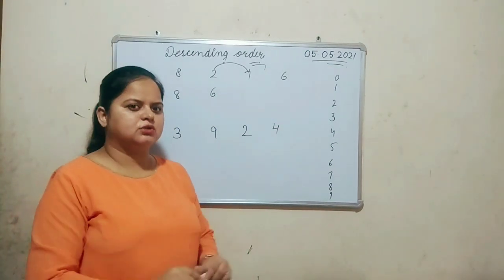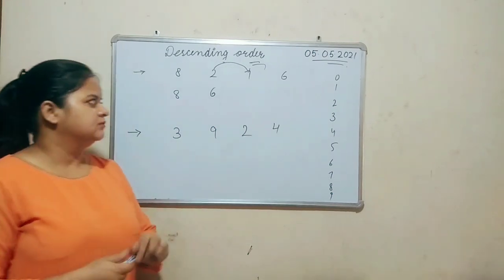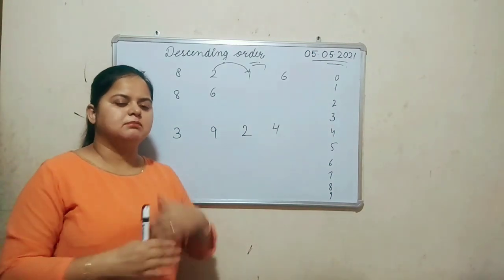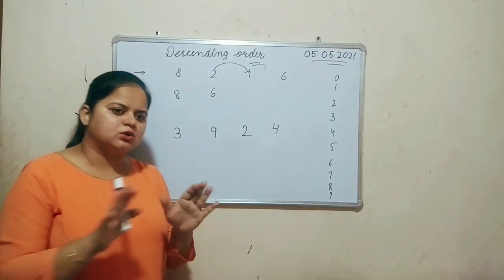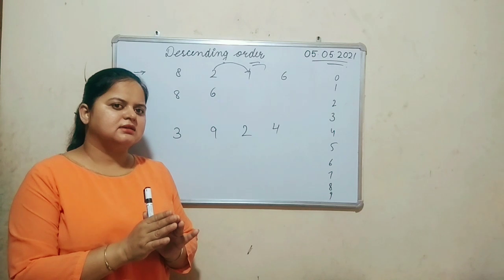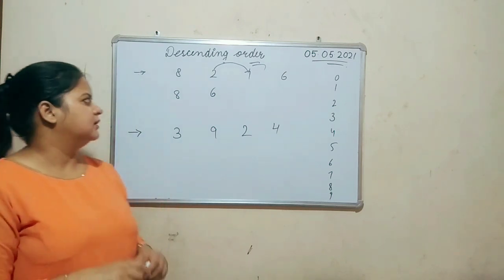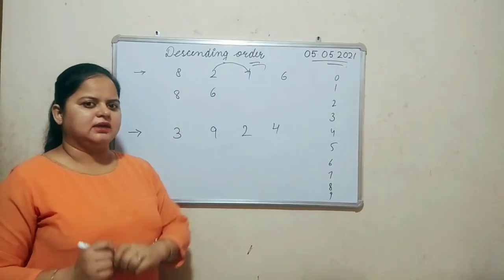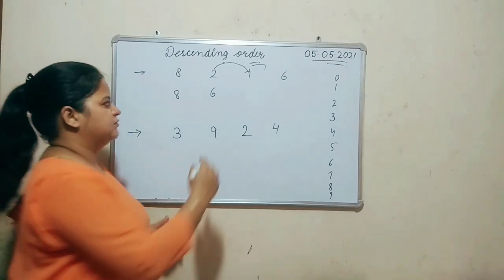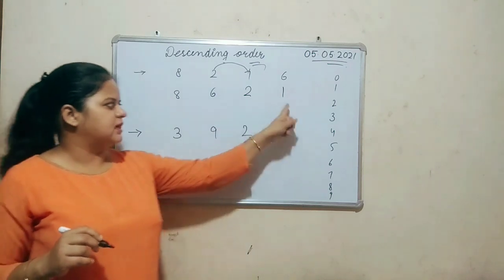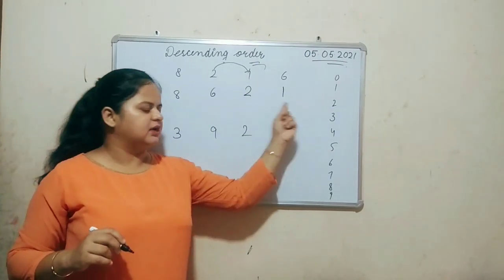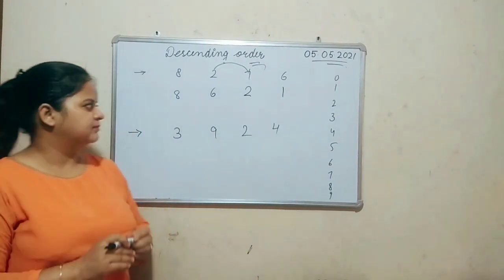Okay, one thing we also have to keep in mind is that the number which shows more objects is called the greater number, and the number which shows fewer objects is a smaller number. So which is more, 2 or 1? 2. So we will write 2 here and 1 in the last. In this sum, 8 is the greatest number and 1 is the smallest number.